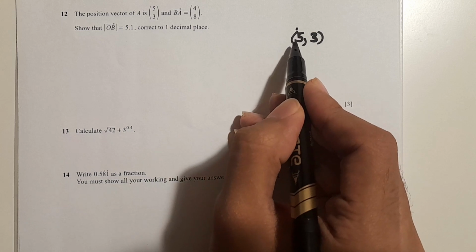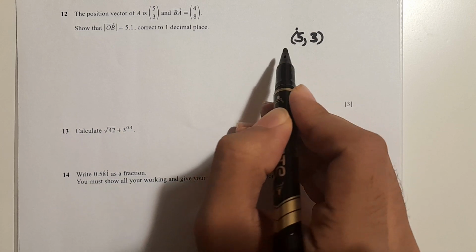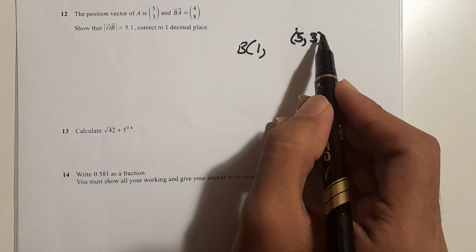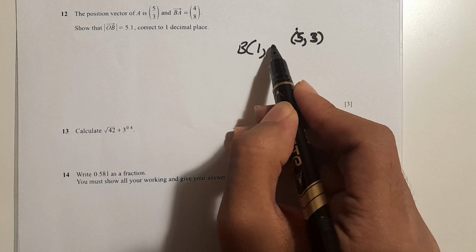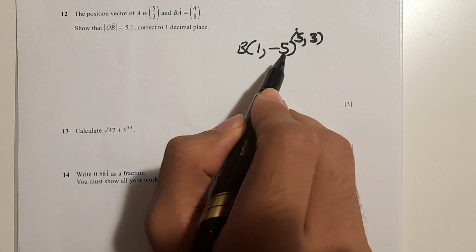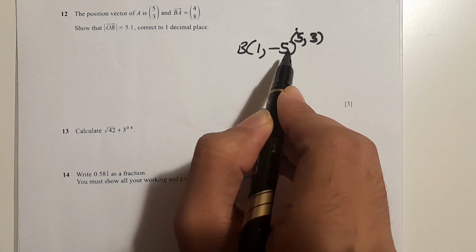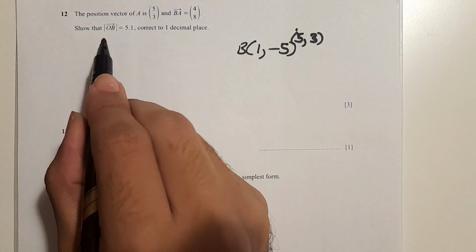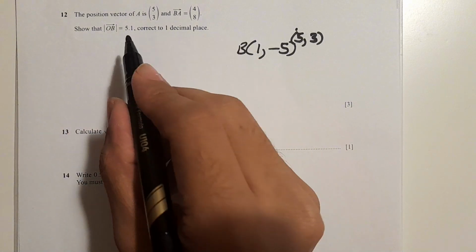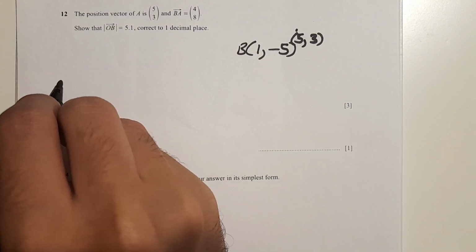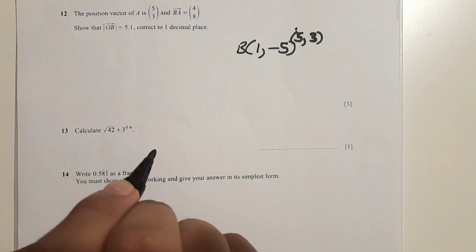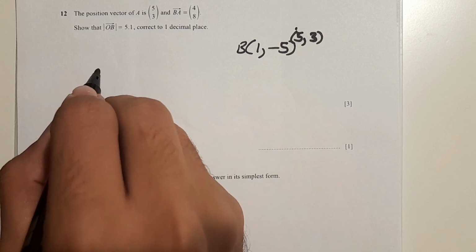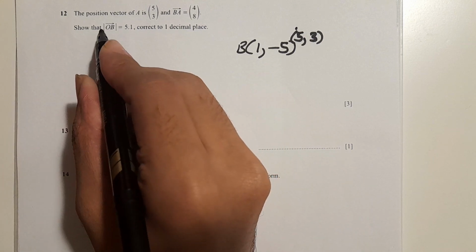So what we will do is 5 minus 4 will be 1. So the B point will be 1, and 8 will be deducted from 3, so it will be minus 5. So the position vector for B is (1, -5). Now show OB is 5.1. O is 0, so we will find the length OB.